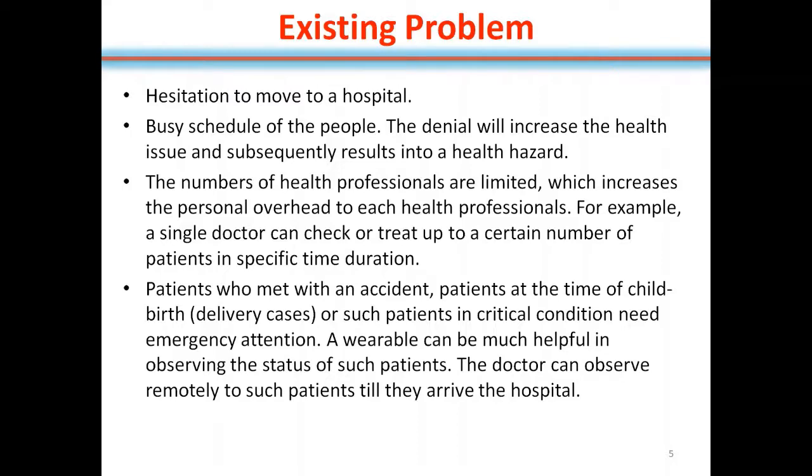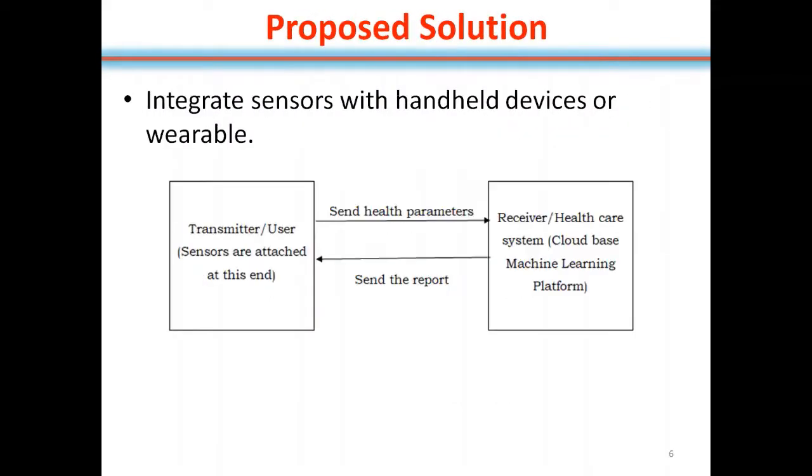The proposed solution is that we can integrate some sensors with handheld devices or wearables, and the devices can sense the data and act like a transmitter, sending it to the receiver side, where a machine learning platform is already deployed. The machine learning platform will analyze the data, generate the health status report, and send it back to the user.